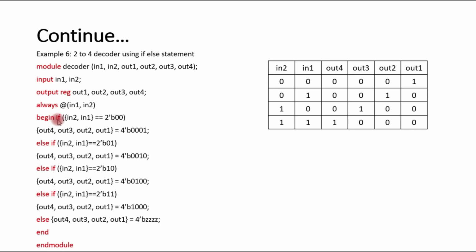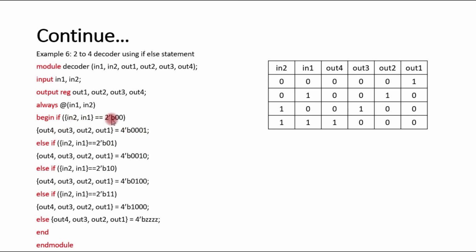Begin, if concatenation operation of in2, in1 is equal to 0 0, this one is for this condition. Then out1 will be at logic 1 and others are at logic 0. So concatenation of outputs, that is out4, out3, out2, out1, and here out1 is at logic 1 and other outputs are at logic 0.